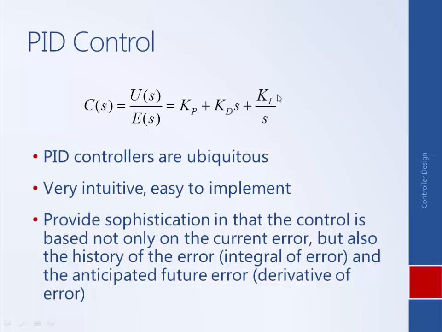Despite its simplicity, it's also relatively sophisticated in the sense that the control command isn't based only on the current error, which would be the part that's proportional to the current error, but it also depends on the history of the error, i.e. the integral of the error, and the anticipated future error, i.e. the derivative of the error. Those notions might not make a ton of sense quite yet, but we will try to delve into the PID controller a little bit more and build some intuition.